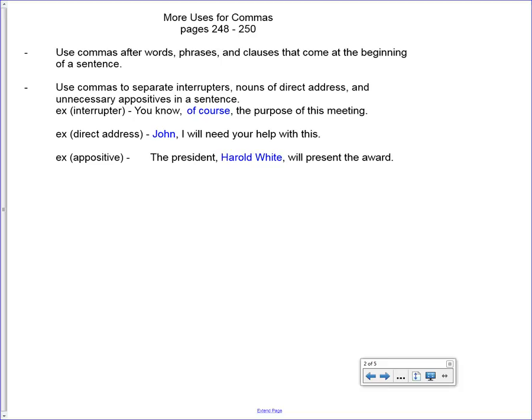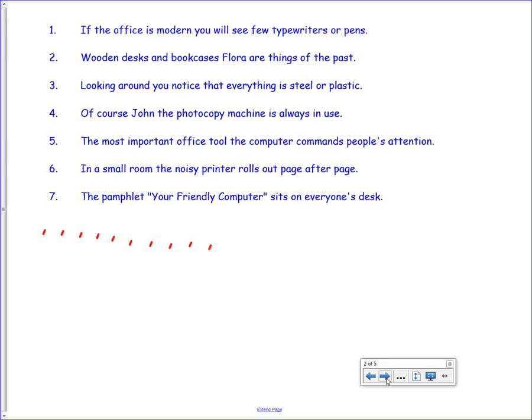And an appositive: Harold White, the president, Harold White, will present the award. A comma goes on both sides of it because you can take it out. The president will present the award. So let's do some examples.